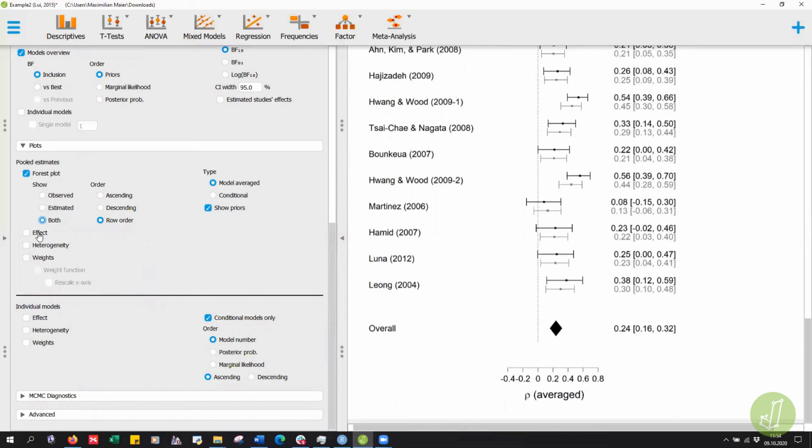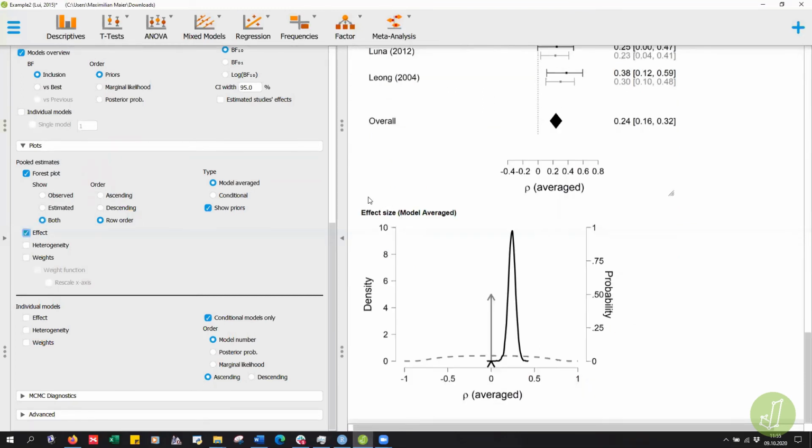We can also look at prior and posterior plots. Let us do this for the effect. Here we can see the prior and posterior for the effect size. So the prior was a null spike at 0 and the alternative a normal distribution on the Cohen's d scale. And after updating on the data, we can see that most of the probability mass is not around 0. So there's strong evidence against 0. And the mean is around 0.24 as the model averaged estimate.